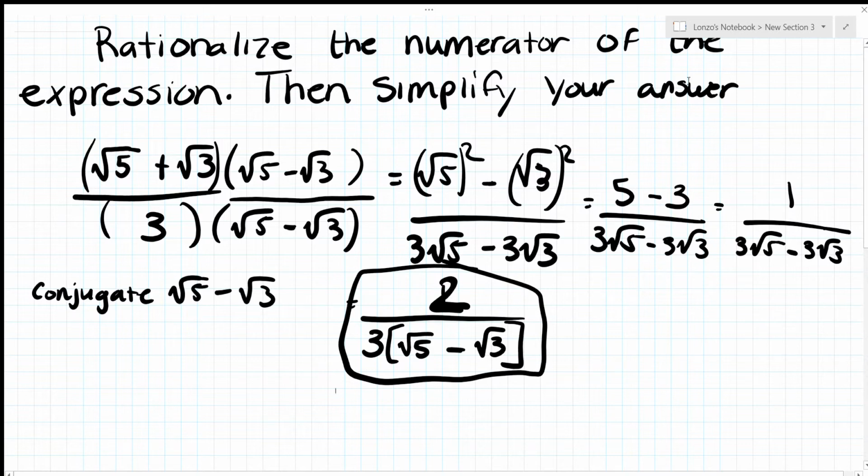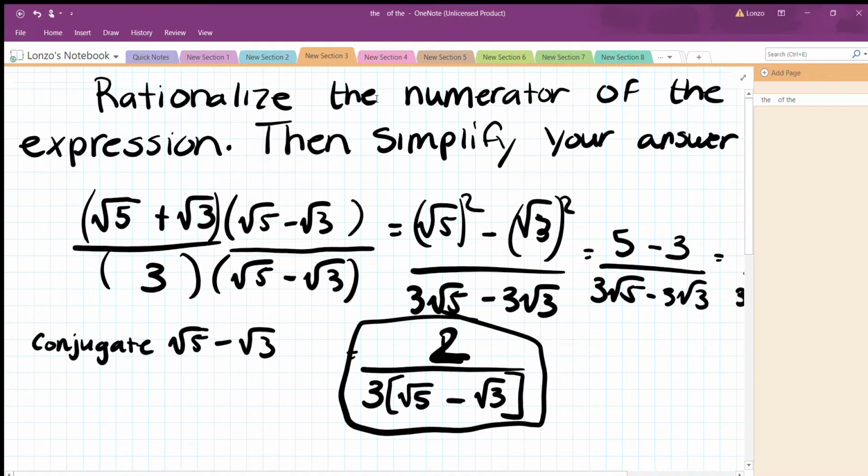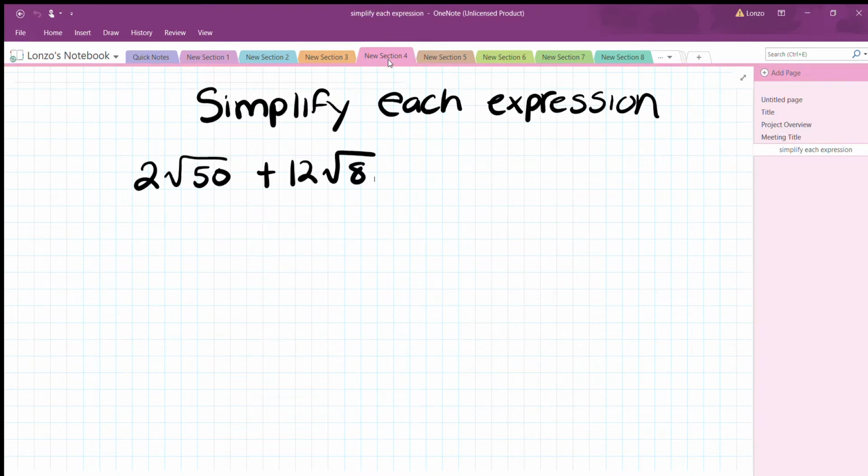Okay, now let's actually simplify some terms together. So I want you to simplify each expression. So let's simplify this one. Let's see, that's 2 square root of 50 plus 12 square root of 8. These are not the same thing, right? Square root of 50 and square root of 8, so we can't combine them, but we can actually simplify these radicals, right?